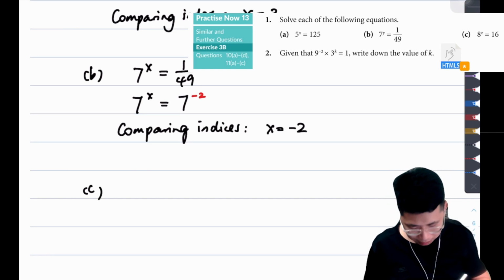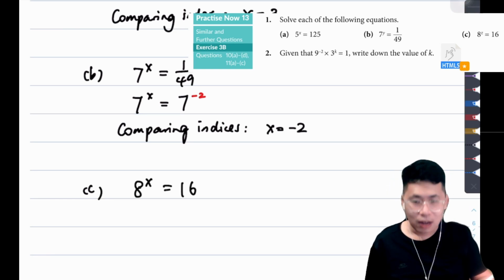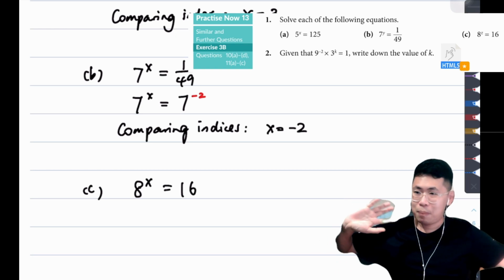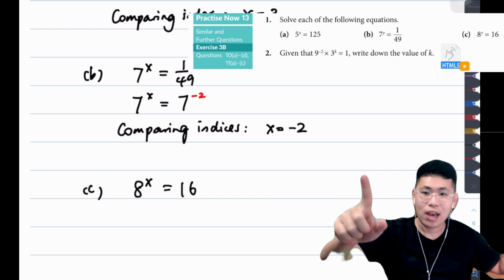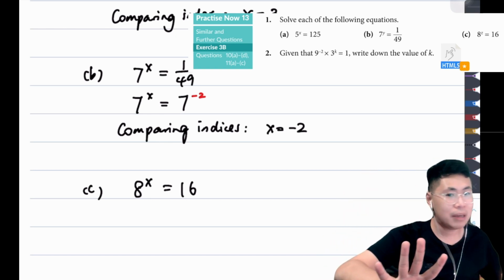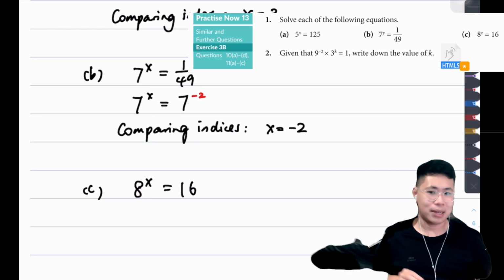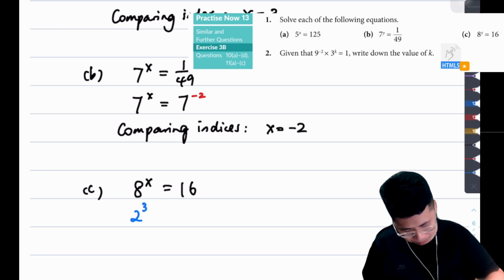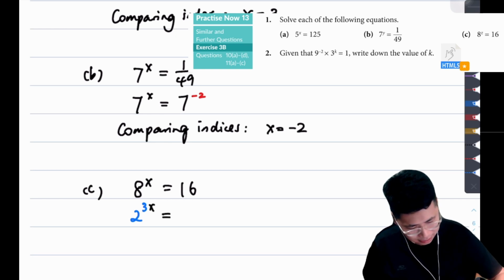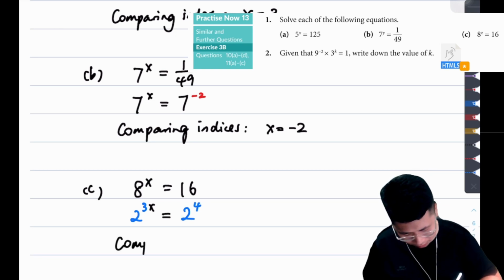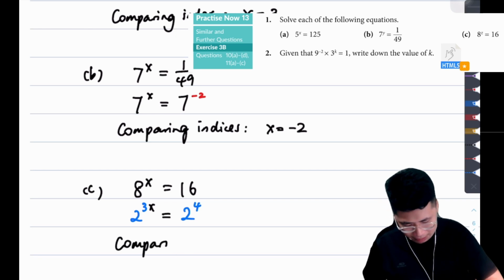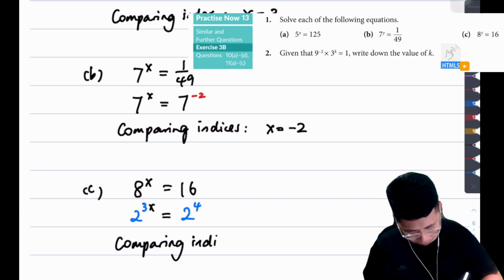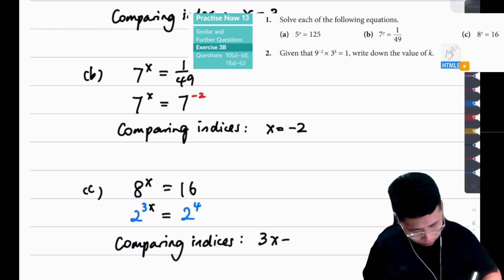Part C, 8 to the power of x is equal to 16. Now 8 and 16 are not powers of each other. However, they share a common base. Do they share 4 as the common base? No, they actually share 2 as the common base. So 8 to the power of x, 8 is actually 2 to the power of 3, and we have the x there. And 16 is actually 2 to the power of 4. So comparing index, now we can compare index because the bases are the same. So 3x is equal to 4. x is equal to 4 over 3.